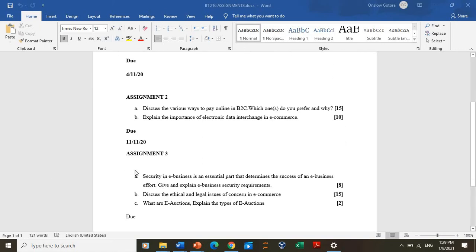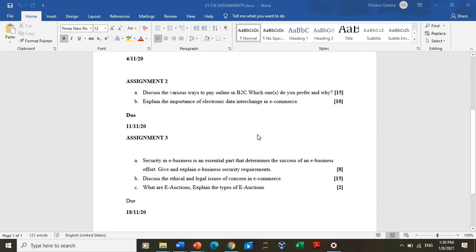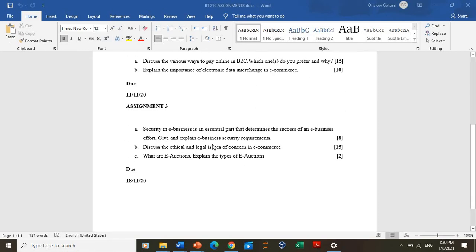Then the B part was about explaining the importance of electronic data interchange in e-commerce. I'm sure everyone got it well in terms of a standardized way of exchanging, minimized errors, reduction of paperwork, whatever. It was an easy question also. Then let me quickly go to assignment number 3.